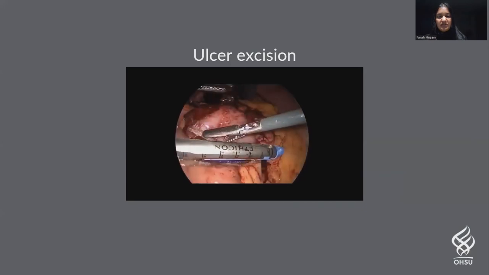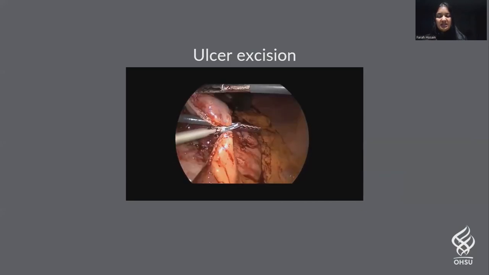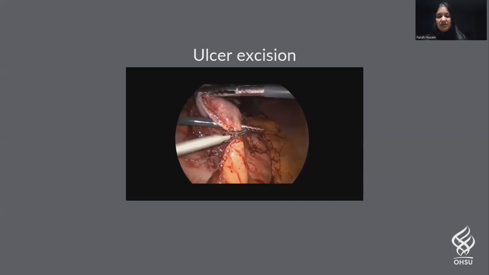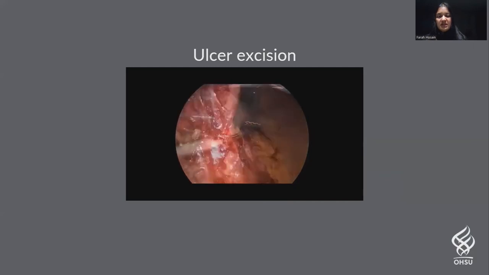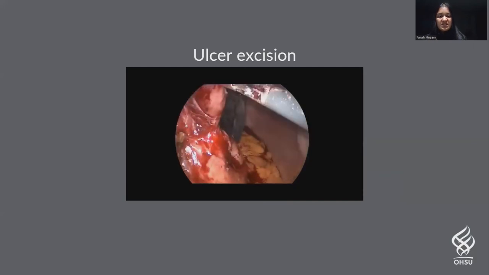And what you see is the amount of tissue we actually remove here containing the ulcer is quite small, maybe 2 to 3 centimeters of tissue. The hardest part is often peeling it here. You see it's very stuck to the remnant posteriorly. You'll have to peel it off the remnant.